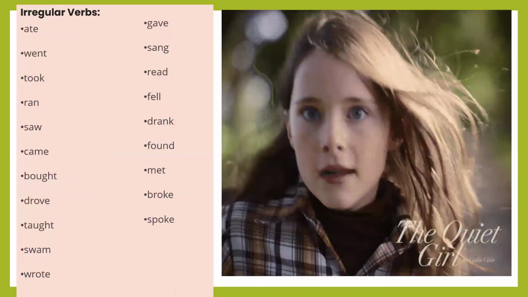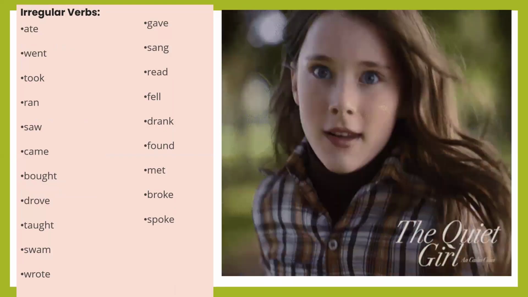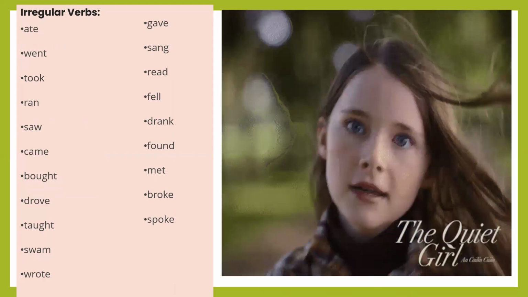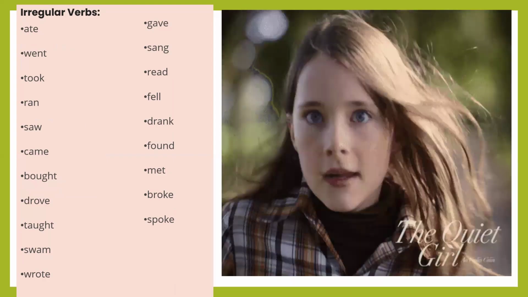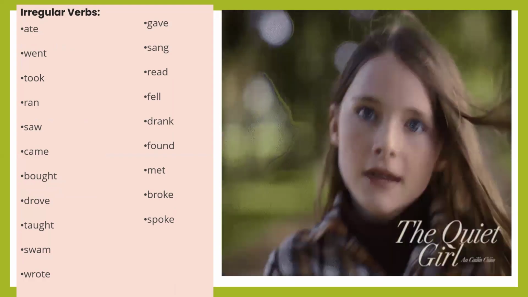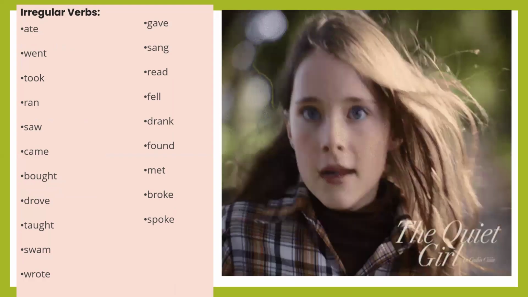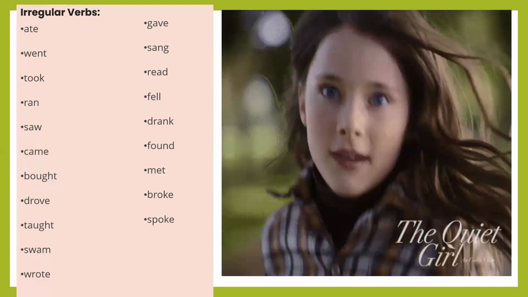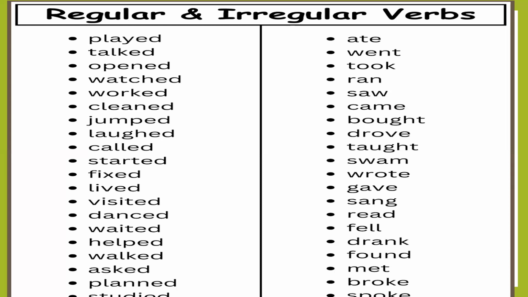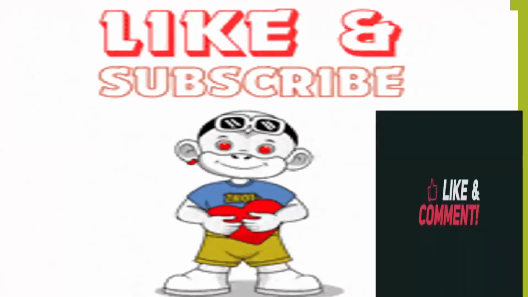Either ed or d. Irregular verbs: ate, went, took, ran, saw, came, bought, dropped, taught, swam, wrote, gave, sang, read, which becomes read, fell, drank, found, met, broke, spoke. So these are in the past form and take the V2 form. So these are regular verbs and these are irregular verbs. Played, talked, opened, watched, worked, cleaned, jumped, laughed, called, started, fixed, slept, visited, danced, waited, helped, and irregular: ate, went, took, ran, saw, came, bought, dropped, taught, wrote, gave, sang, read, fell, drank, found, made, broke. So these are irregular verbs.